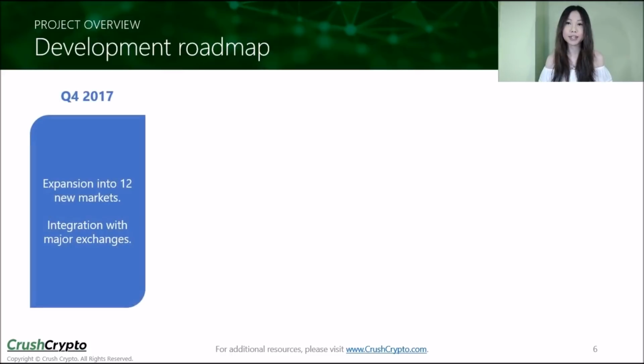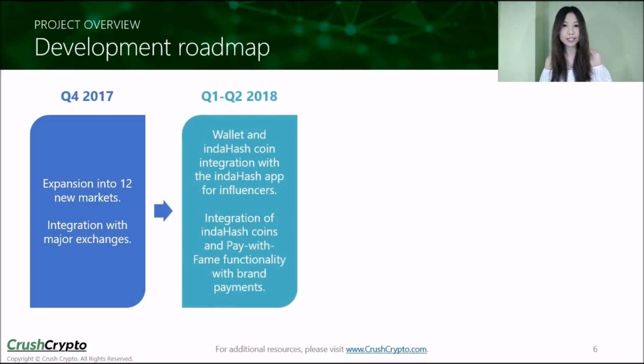Let me quickly go over their development roadmap. By December of this year, indaHash plans to expand into 12 new markets, including Japan, Australia, and Russia. They also plan to start integration with the major crypto exchanges. In the first half of 2018, they will enable wallet and indaHash coin integration with the indaHash app for influencers. They will also integrate indaHash coins with brand payments.